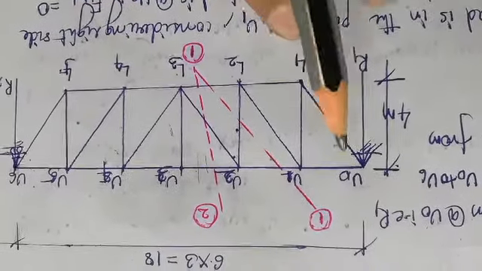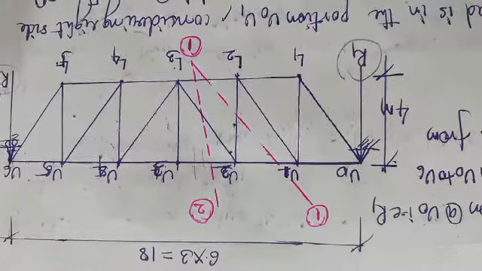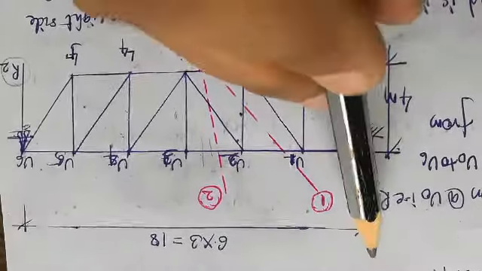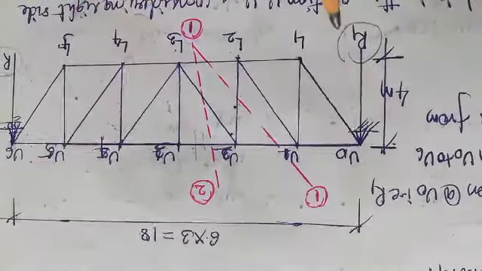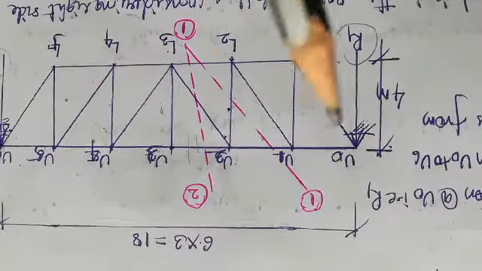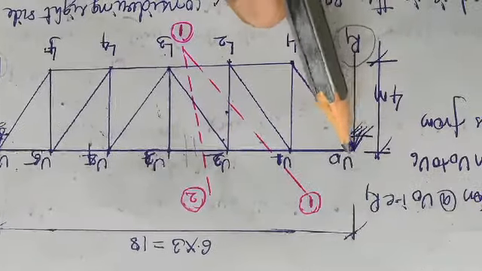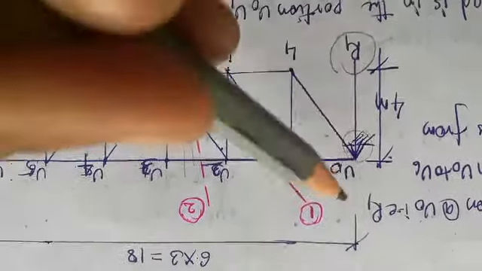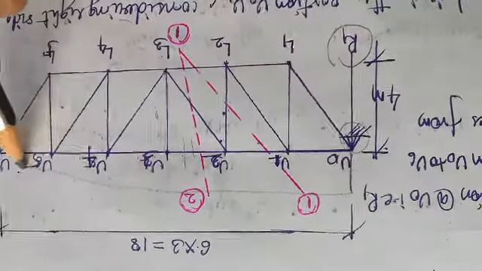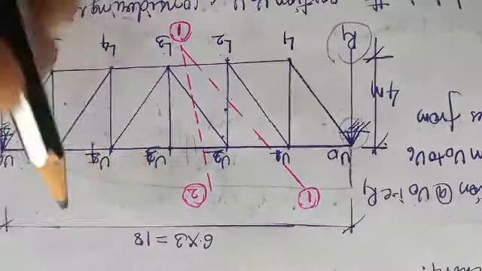Starting with what we know, the reactions R1 and R2, the influence line diagram will be triangular in shape for R1, and for R2 also triangular in shape. But what are the changes? When the load is completely on R1, the complete load will be taken by this reaction. That is why you will have the maximum ordinate at R1 and the minimum ordinate at R2. So this is the influence line diagram for R1.